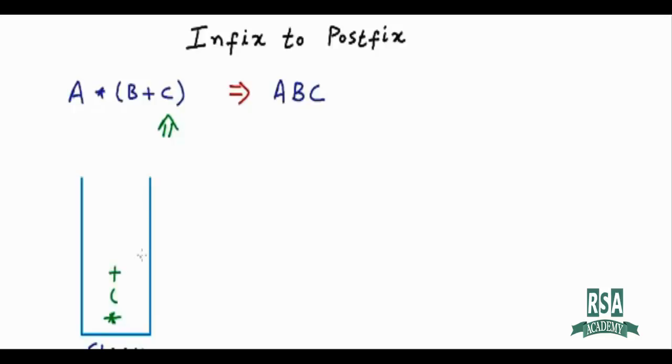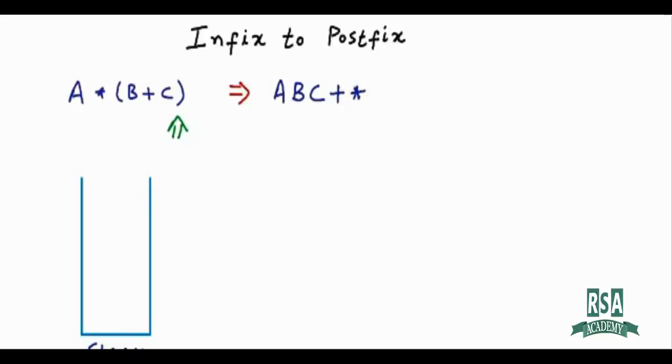Okay, after C we have this closure, so we need to pop until we get an opening, and then we need to pop one opening also. Finally we have reached the end of the expression, so everything in the stack will be popped and appended. So this finally is my postfix form.